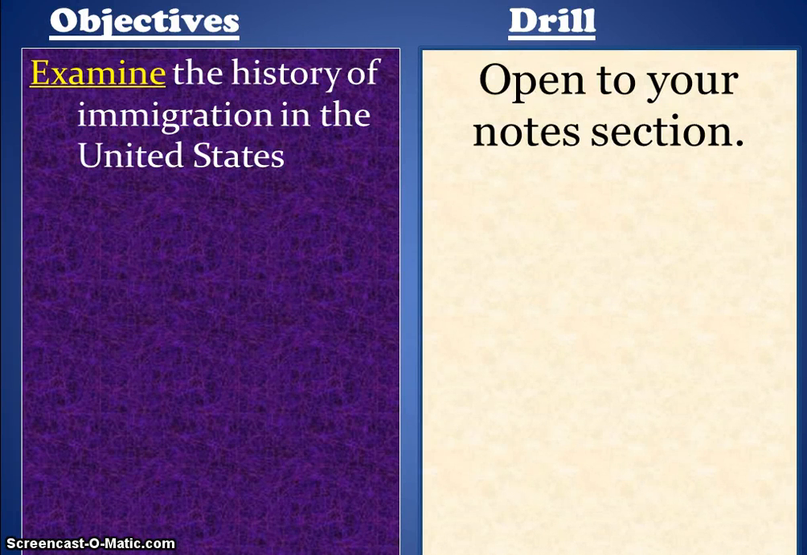In this presentation, we will examine the history of immigration in the United States, taking place mainly in the 1800s. So open to your notes section, take good notes, and make sure and jot down any questions you might have, and see me for clarification.